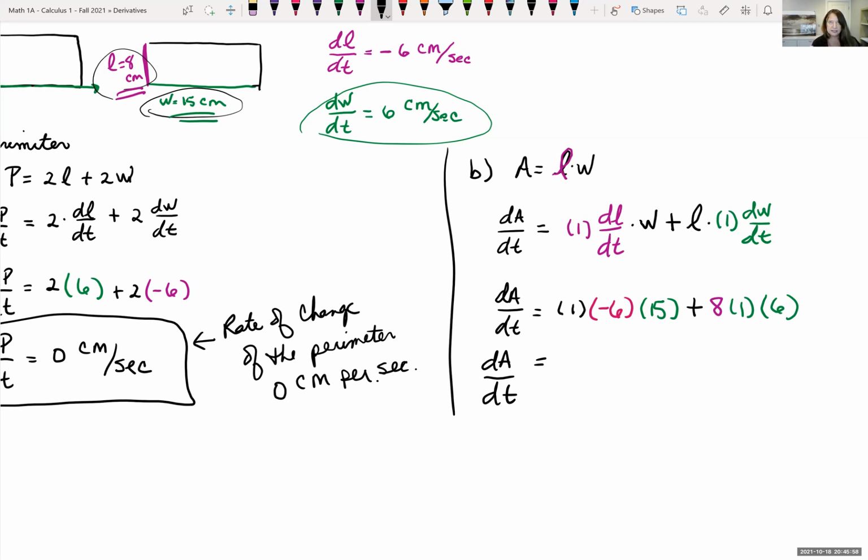And so -6 times 15, that is going to be -90, plus 8 times 6, which is 48. So this is going to be negative, which means that my area is decreasing here. And this is -42, and we're doing centimeters squared per second.